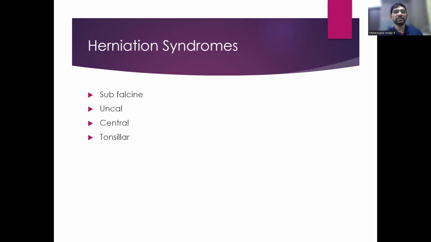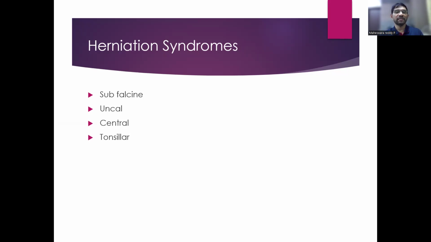What is subfalcine herniation? Subfalcine means below the falx cerebri. Here the cingulate gyrus is pushed to the opposite side below the falx cerebri. It will lead to infarction of the anterior cerebral arteries because they are closely associated with the cingulate gyrus. Uncal herniation. What is uncus? The medial part of the temporal lobe is called the uncus. If the uncus is pushed medially, it compresses the oculomotor nerve, causing pupillary dilatation, pupillary asymmetry or anisocoria.